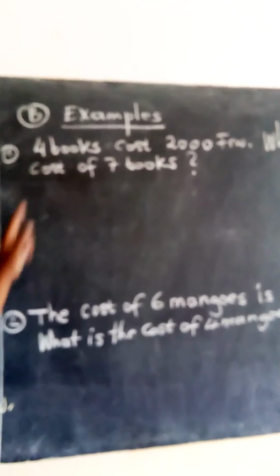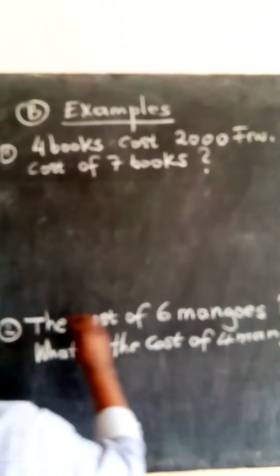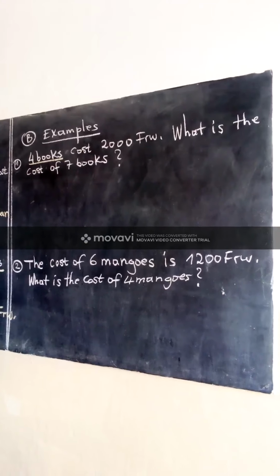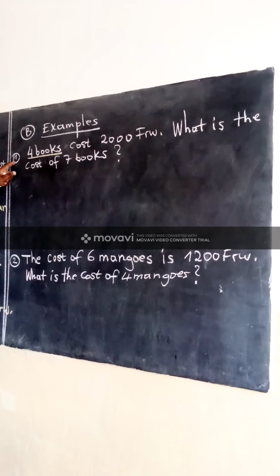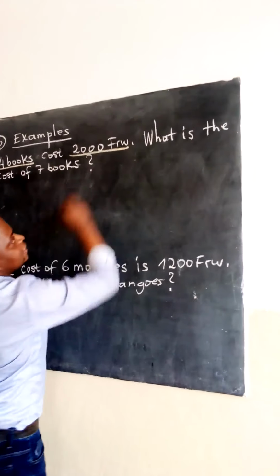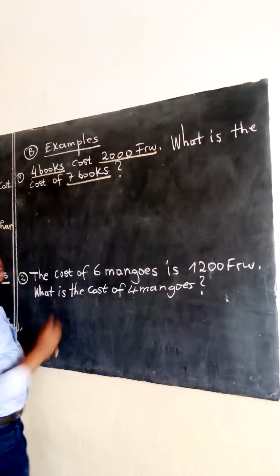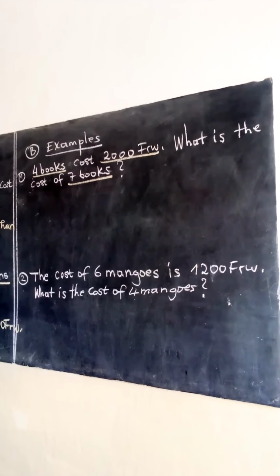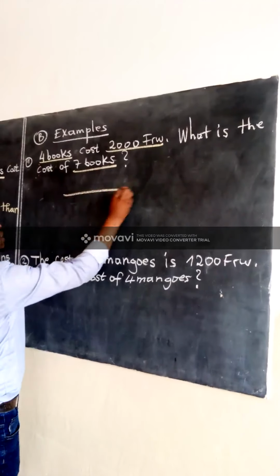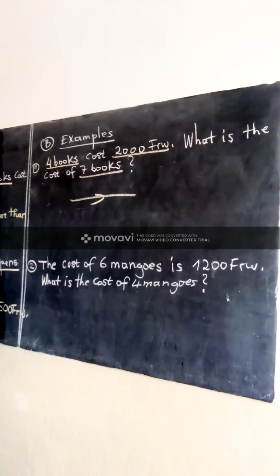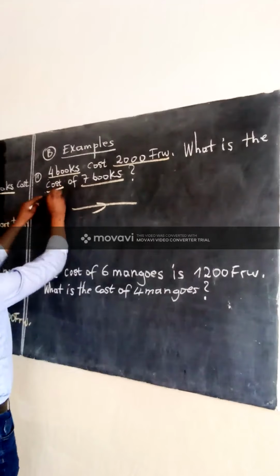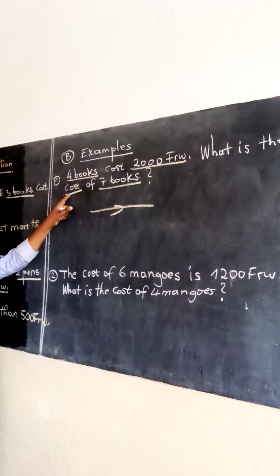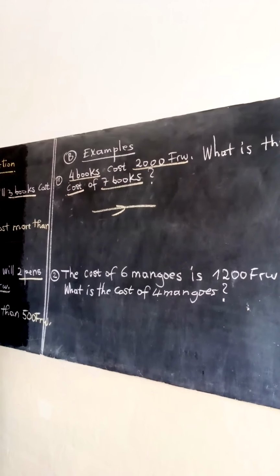Here, example number 1. 4 books cost 2,000 francs. What is the cost of 7 books? What you have to see first is the required quantity, what they are asking you. The first line, first you have to know what they are asking. You see, what is the cost? If they are asking the cost, they are asking the amount of money. Make sure that what they are asking will go to the right hand side.